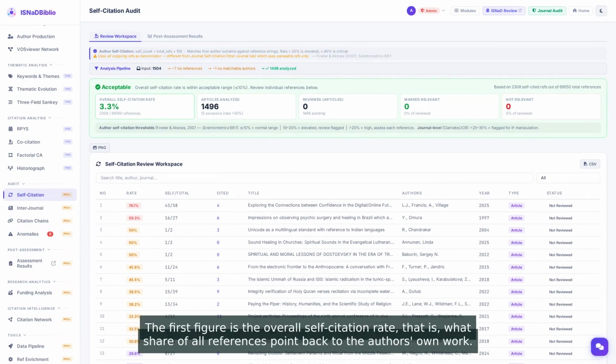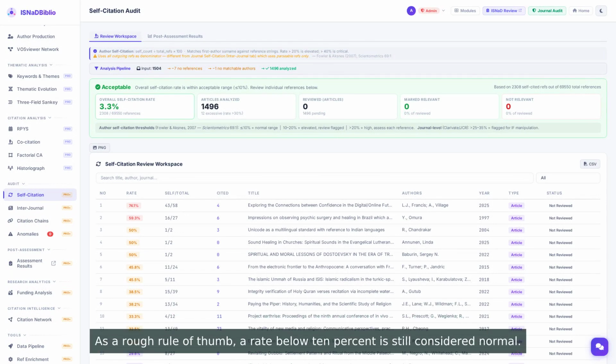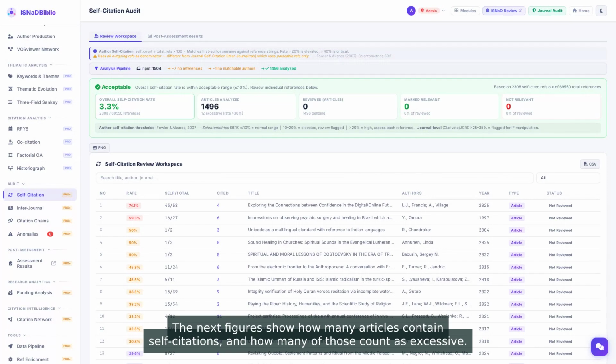The first figure is the overall self-citation rate. That is, what share of all references point back to the author's own work. As a rough rule of thumb, a rate below 10% is still considered normal. The next figures show how many articles contain self-citations and how many of those count as excessive.